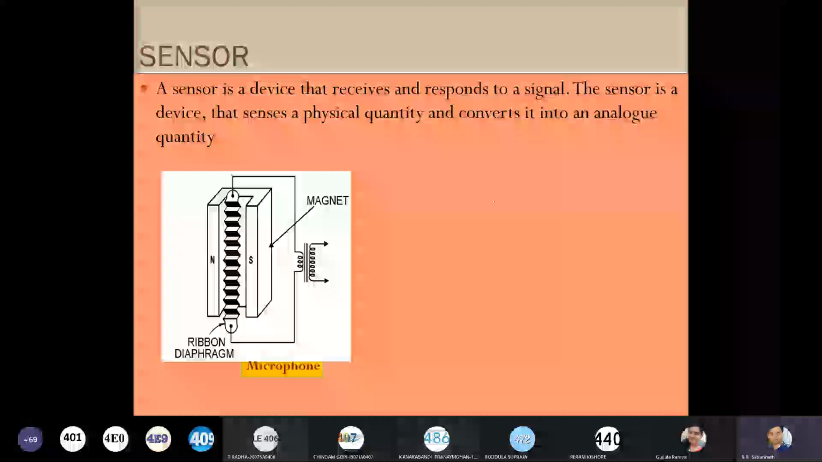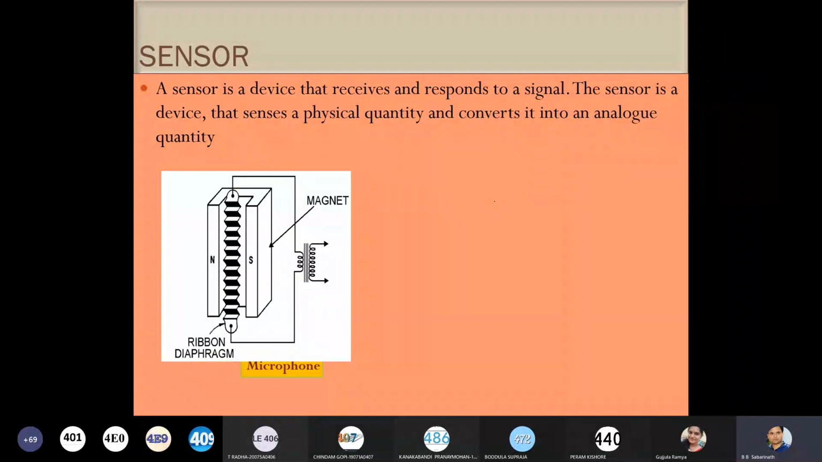This is another example. You see this microphone. Whenever you speak, this ribbon diaphragm will be disturbed. Based on the disturbance, you get the corresponding voltage. Your acoustics are converted to electrical form.